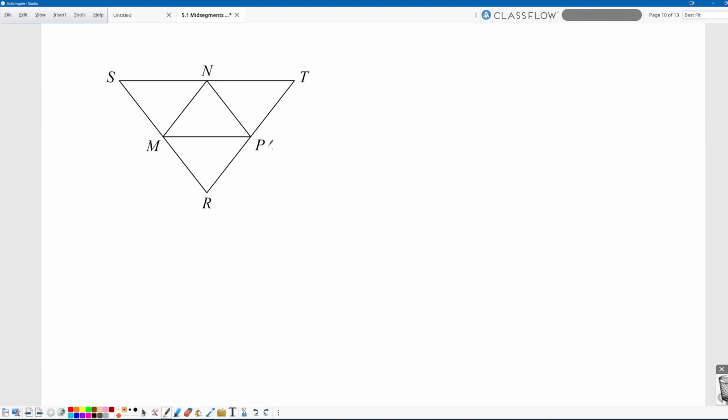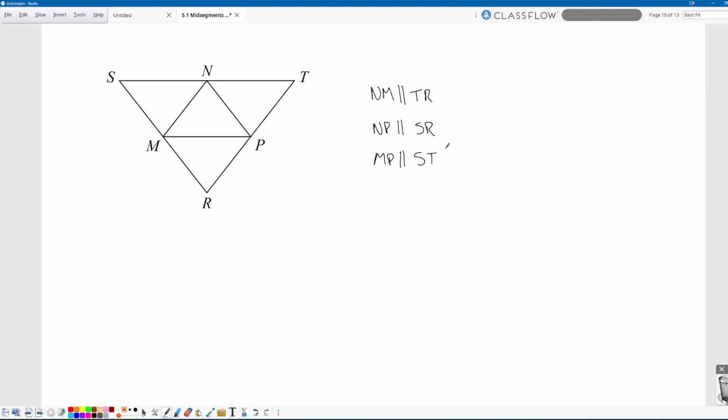So here's just an example of a midsegment triangle in which we can go through and state all the sides that are parallel, or what would be half of what. So I would know that side NM, or the midsegment NM, is going to be parallel to TR. We also have that NP is parallel to SR. And then finally, MP is parallel to the top, so it's parallel to ST.